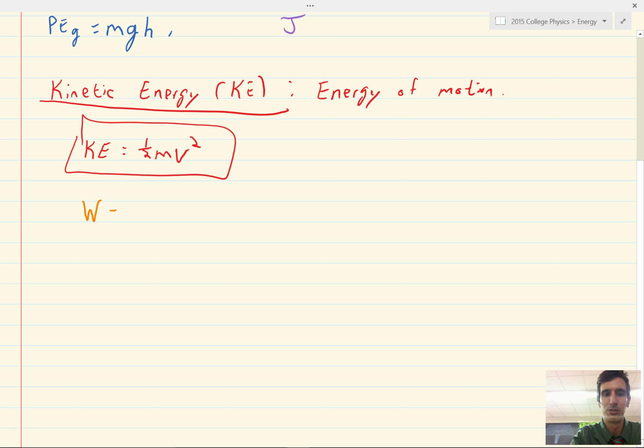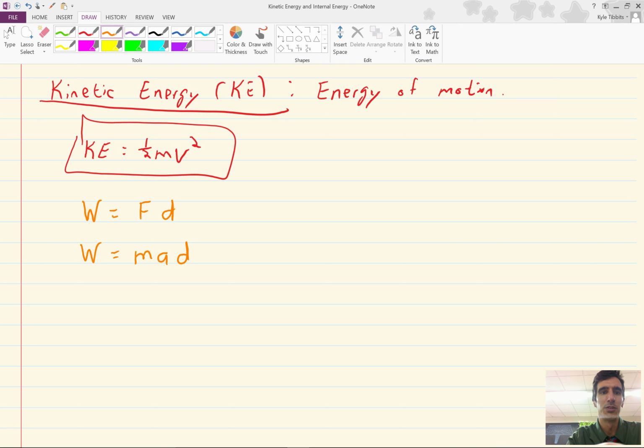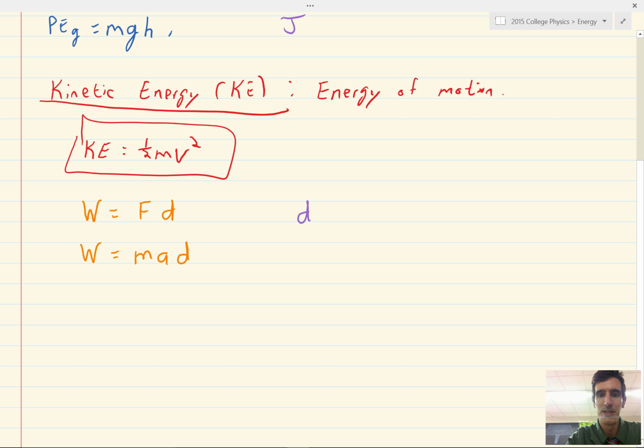Okay, so we're going to develop this formula starting with work, the formula for work. And work is equal to force times displacement. And we know that force is equal to mass times acceleration. So W is equal to mass times acceleration times distance. And we're going to look at an old distance formula from the first unit. That one is d equals v_i t plus 1/2 a t squared. And let's just say that the object starts from rest. So we'll get rid of v_i t. So we're left with d equals 1/2 a t squared.